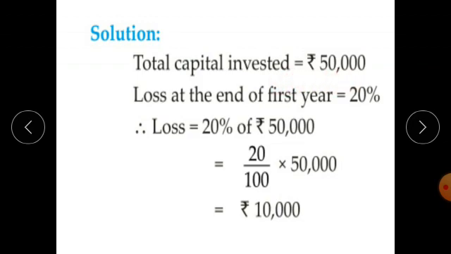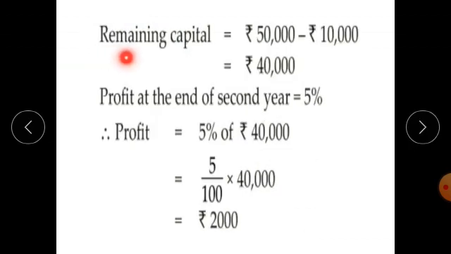At the end of the first year, he suffered a loss of 20%. Therefore, loss is equal to 20% of rupees 50,000. So, 20% means 20 upon 100 into 50,000, which equals rupees 10,000. So, at the end of the first year, he suffered a loss of rupees 10,000.